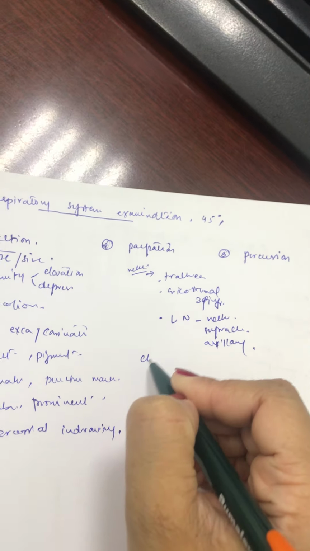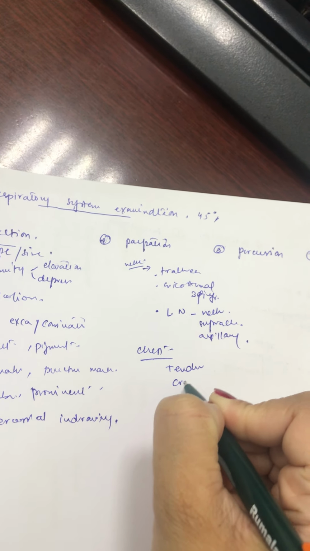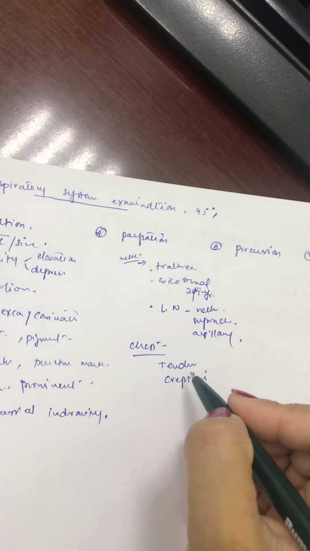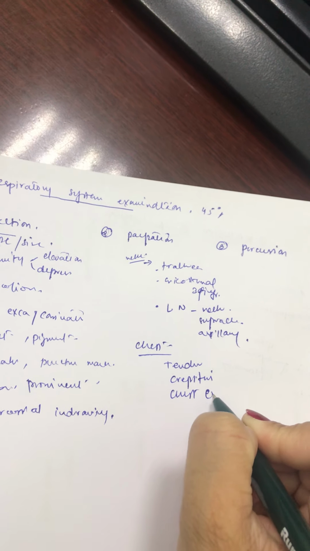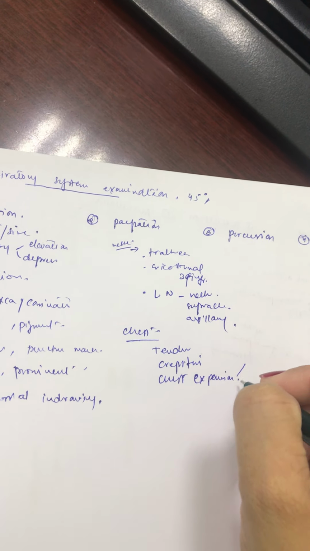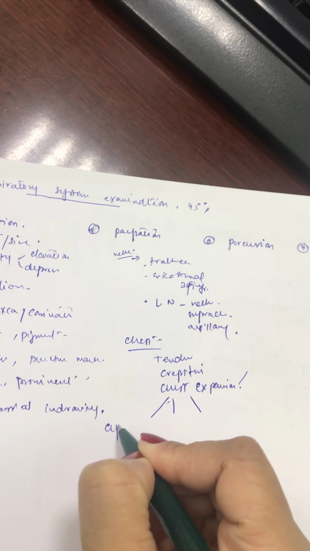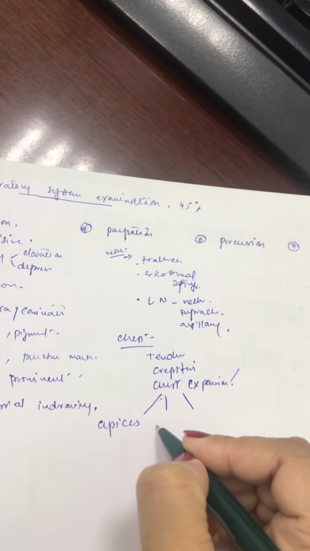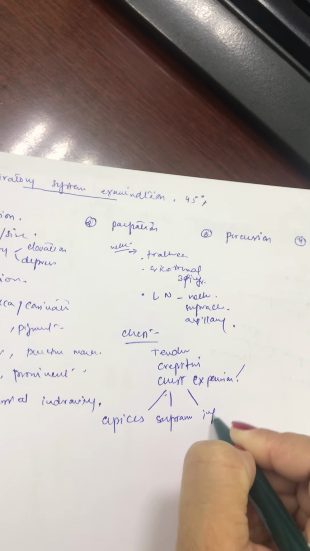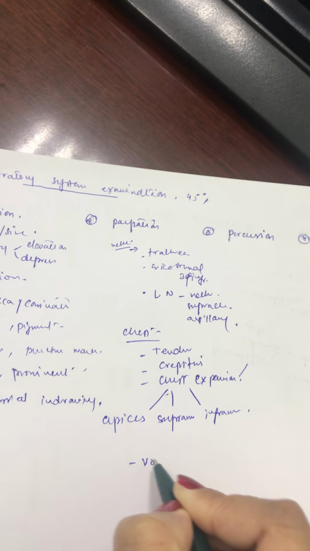And after that, the palpation of the chest would include checking for tenderness, and crepitus in case of subcutaneous emphysema, and then chest expansion, that you would check in the apical area. Number 2, the supramammary and inframammary area. And then in the end you will check for vocal fremitus.